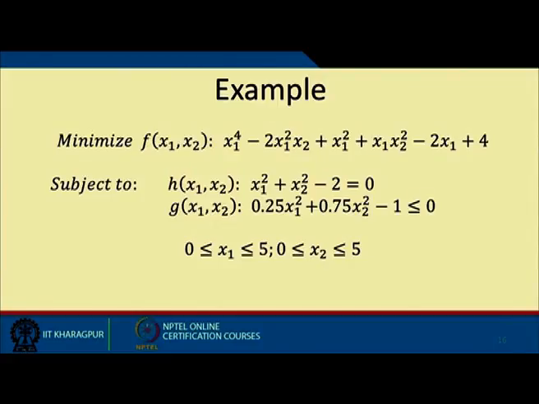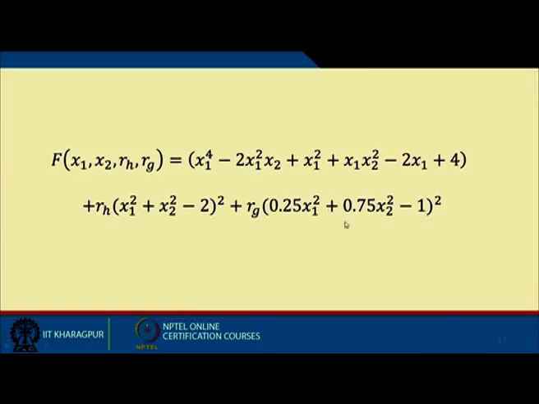Here h is of equality type, and that is why, once we are considering the unconstrained problem, we will have hk square as the penalty function. Along with the penalty parameter we will consider, and here we will take the maximum of 0 and this. That is why we will have the function this way. RH is the parameter we have considered for the equality type, this parameter is the penalty parameter, and here RG is for the inequality type, this is the penalty parameter.